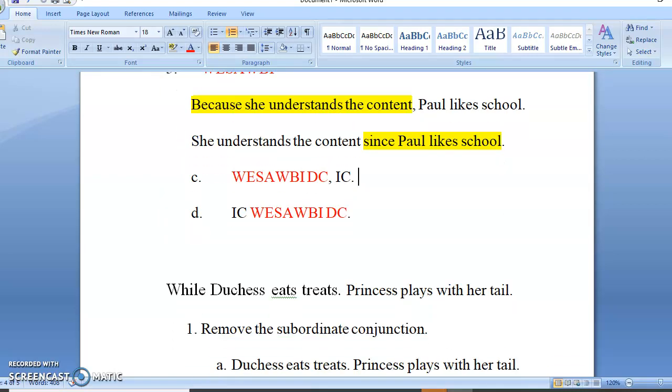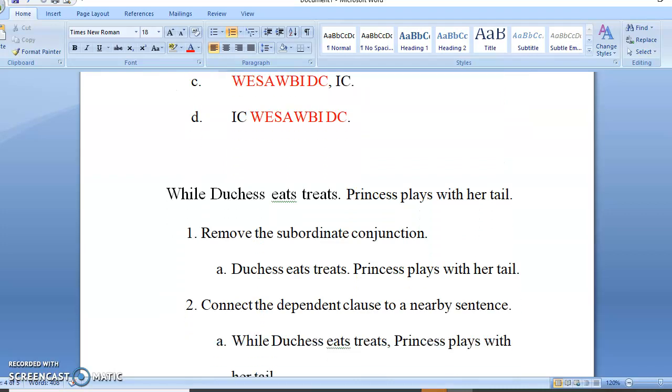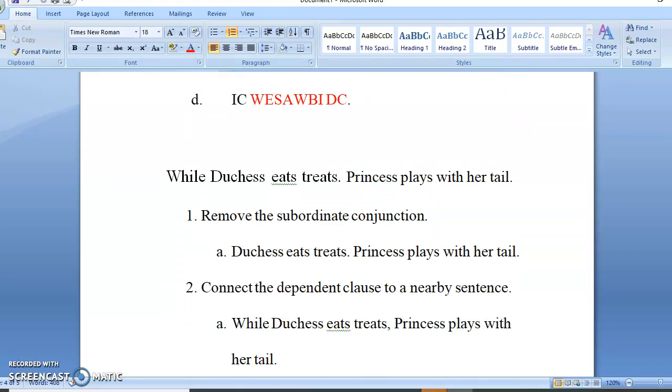In terms of fragments, let's deal with subordinate clause fragments first. So, looking at this sentence, while Duchess eats treats, Princess plays with her tail. We can clearly see that this first sentence is a subordinate clause fragment. We have a dependent clause punctuated as a sentence. So to correct this error, we must remove the subordinate conjunction, and that leaves us with Duchess eats treats, period, Princess plays with her tail.